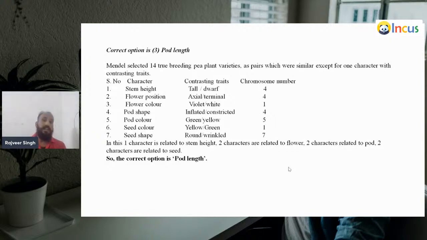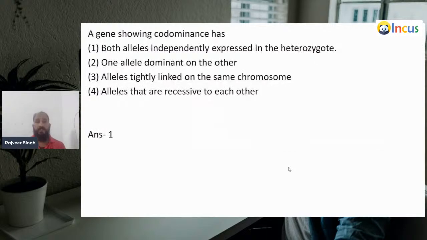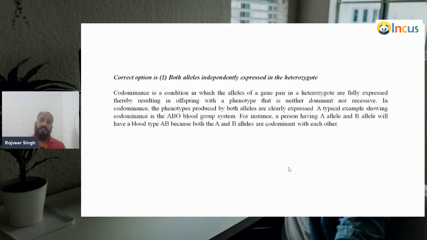Next question: a gene showing codominance has both alleles independently expressed in the heterozygote; or one allele dominant; or alleles tightly linked on the same chromosome; or alleles that are recessive to each other. So the answer will be the first. Codominance means both alleles are independently expressed in the heterozygotes.